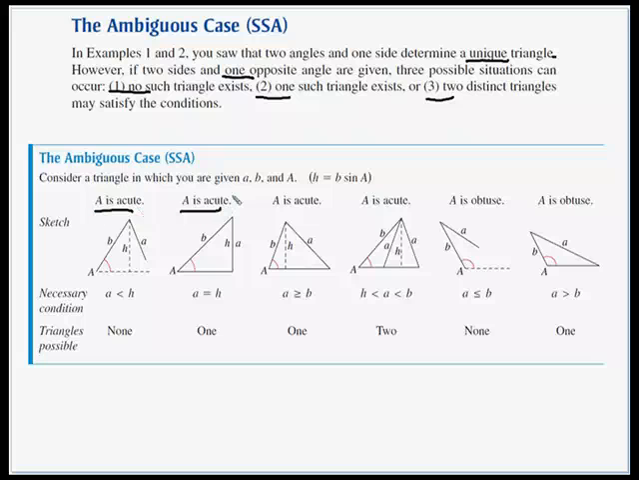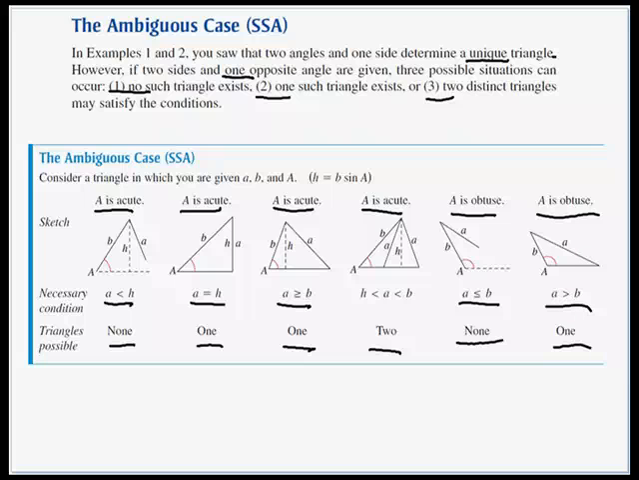If A is an acute angle and A is less than H, there's no solution. If A is equal to H, there's 1. If A is greater than or equal to B, there's 1. If A is between H and B, there might be 2. If A is obtuse and A is less than B, there's no solution. If A is obtuse and A is greater than B, there's one solution. So just memorize all that and you'll be fine.